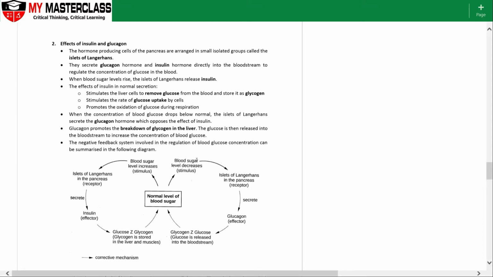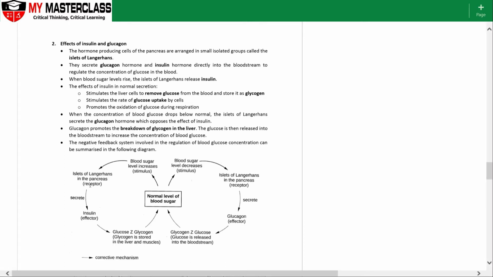From here, the increase in the blood sugar level, this one on the left, will be detected by the brain, and the brain itself will then stimulate or signal the islets of Langerhans in the pancreas to increase the production of your insulin hormone.